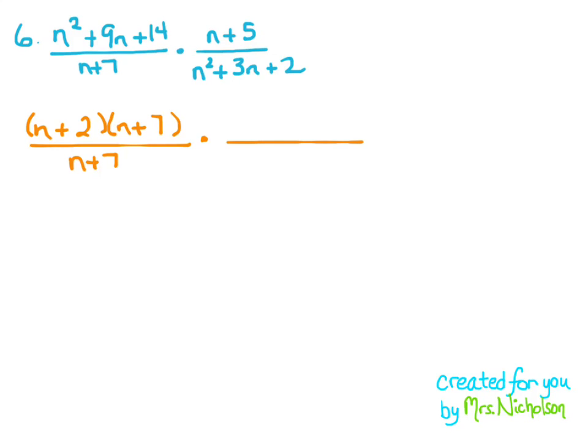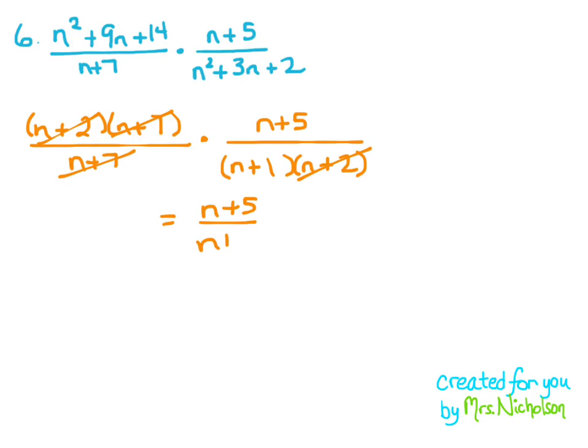In my other fraction, n plus 5, and then in the denominator, this can be factored in and n, 1 and 2, and they're both going to be positive. So I'm looking for common factors that I can cancel out. I've got an n plus 2 in the numerator and in the denominator. I also have an n plus 7 in the numerator and in the denominator, so those can cancel. And I'm left with n plus 5 over n plus 1.